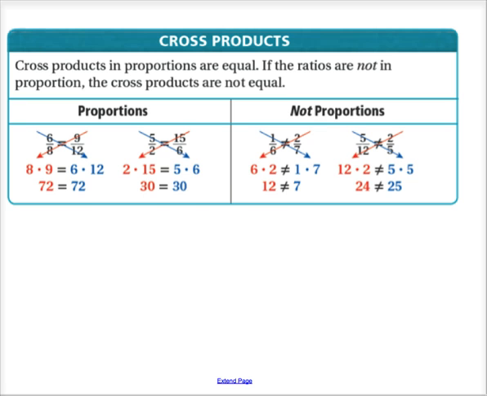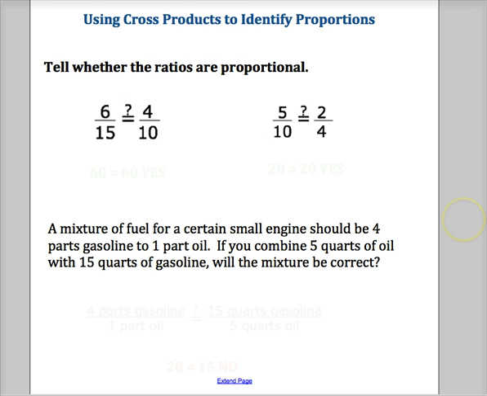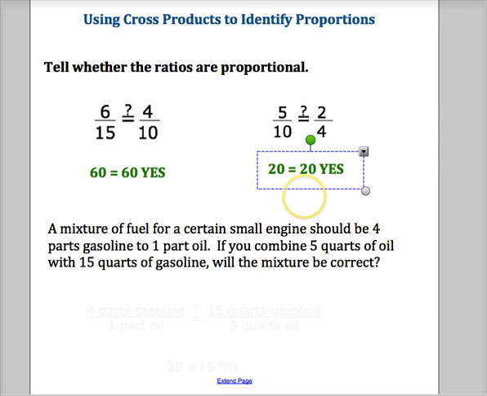Okay, welcome back. We're going to use cross products to identify if a set of ratios is proportional. So is 6/15 in proportion to 4/10? Write the two down, determine the cross products, and decide if they're in proportion. Yes, 60 does equal 60. What about 5/10 and 2/4? Yep, 20 equals 20. So let's try it for a word problem.